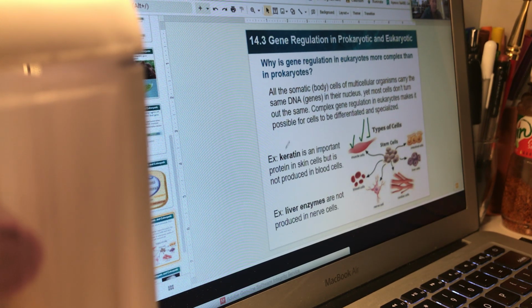So I wrote here, I said, keratin is an important protein in skin cells, but is not produced in blood cells. Now, does the blood cell contain keratin genes? Yes, but it is off. Got it? It's turned off. So, in essence, can you grow an ear right on your back? Can you grow an ear on your shoulder? The answer is yes. I can grow an ear right here. I can grow an arm right here. But it doesn't, because the cells that are here have all the genes for my ear turned off.